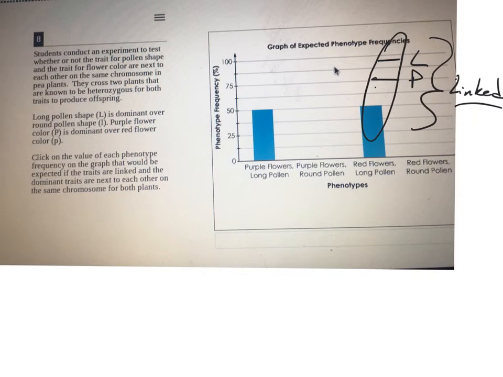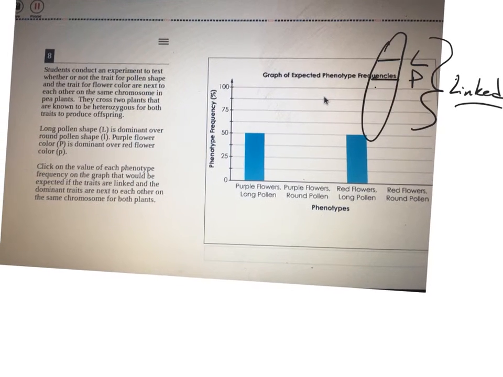When they use the words next to each other, they're going to imply to you that there's not going to be a lot of crossing over. Because if they were far away from each other on the same chromosome, they could be crossing over, but there's not going to be a lot of crossing over here, so they're going to stay together. Is that clear? That's what the implication is.